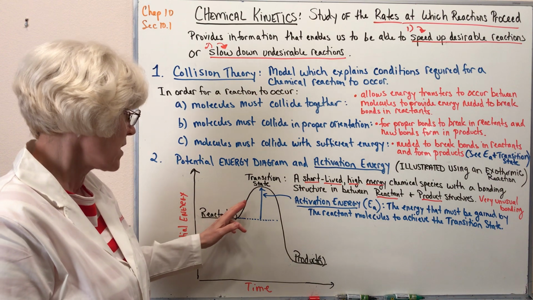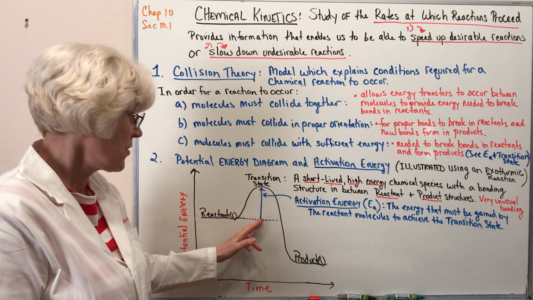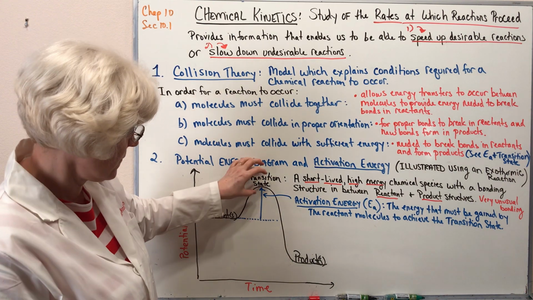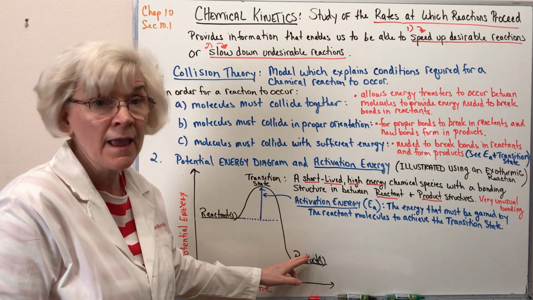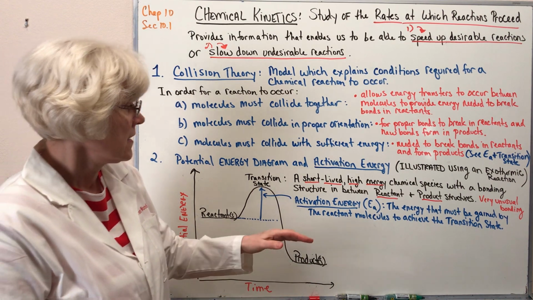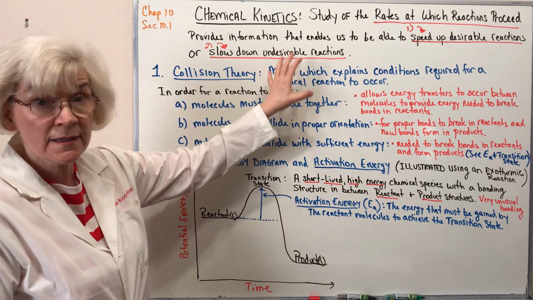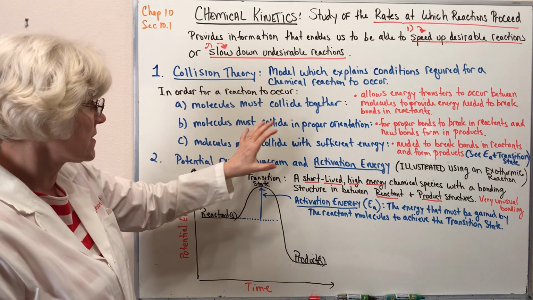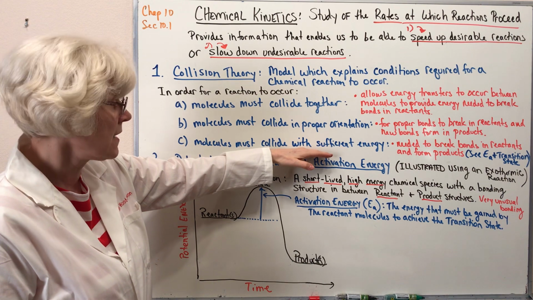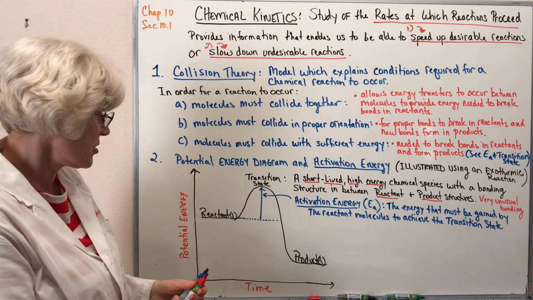So reactants are going to have to gain or absorb the activation energy needed to form the transition state and then move on and become the product structures. So all of a sudden, the collision theory is making more sense. We understand why molecules have to collide with sufficient energy.